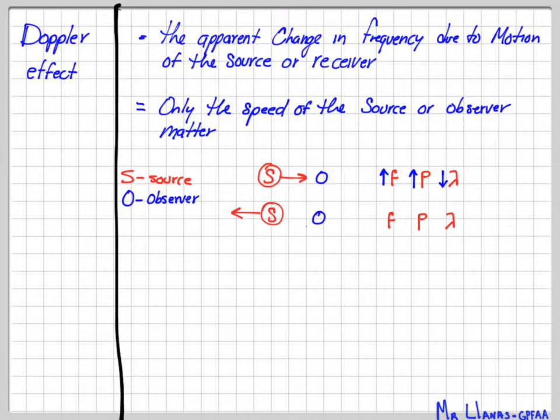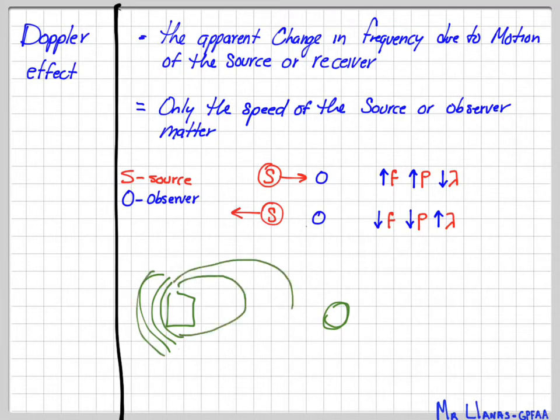The source of the fire truck is moving away from you, if we think of the observer as you. So the frequency would go down, the pitch would go down, and the wavelength would increase. Again, it's because that little truck is moving away from you. So if you're standing here, the wavelengths in front of the truck are going to be closer, but the wavelengths behind it are actually going to be longer, depending on how fast that truck is actually going.